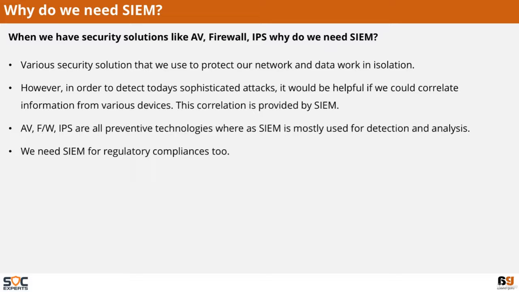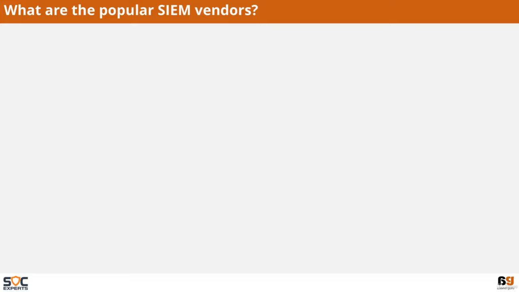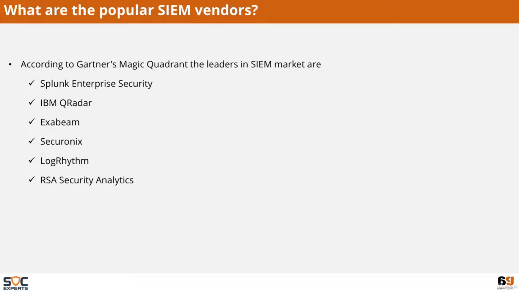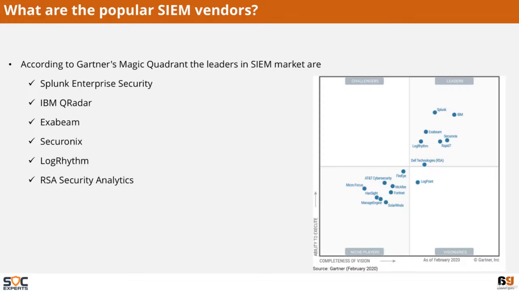We also need SIM for regulatory compliances. What are the popular SIM vendors? According to Gartner's Magic Quadrant, the leaders in SIM market are Splunk Enterprise Security, IBM QRadar, Exabeam, Securonix, LogRhythm, RSA Security Analytics. Although not in the leaders quadrant, Micro Focus ArcSight is one of the most widely used SIM solutions.